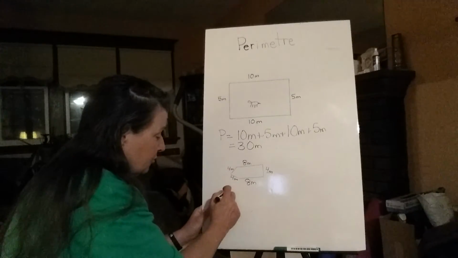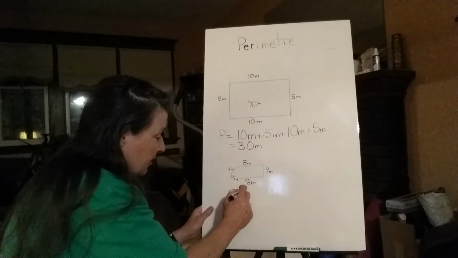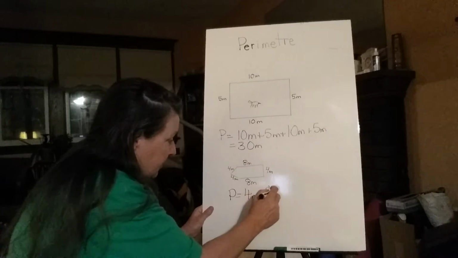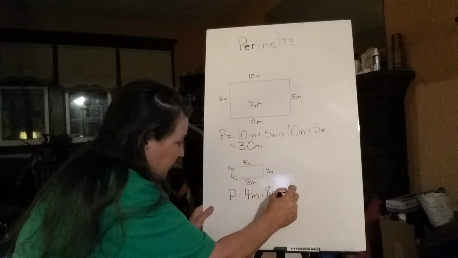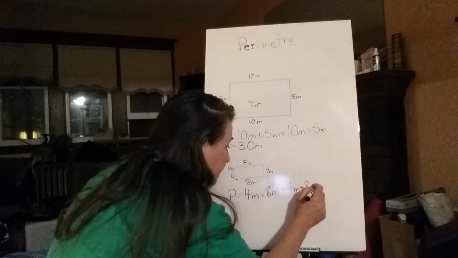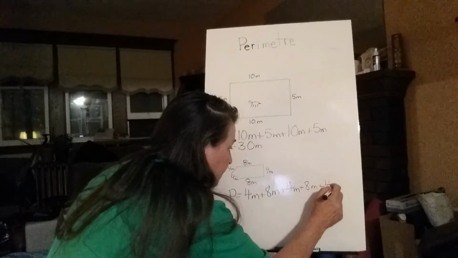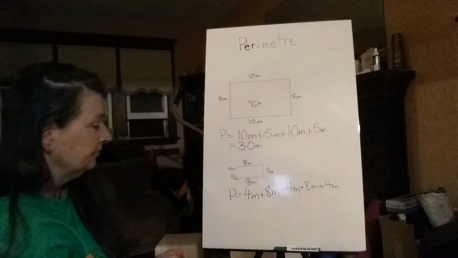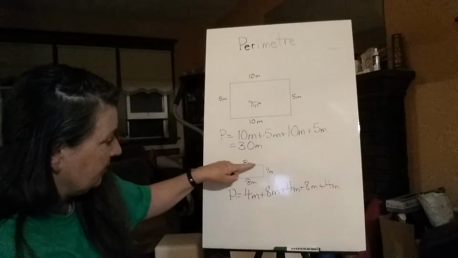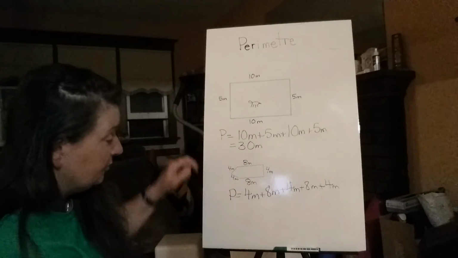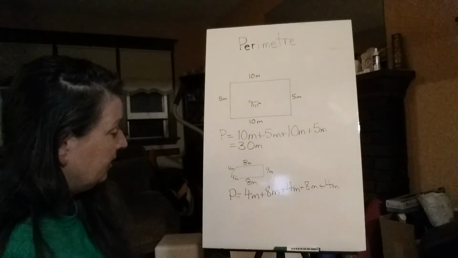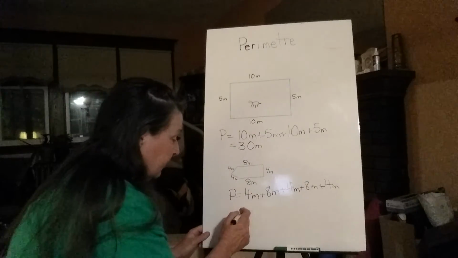We're going to find the perimeter, add 4 meters plus 8 meters plus 4 meters plus 8 meters plus 4 meters. There we have it. 4 meters, 8 meters, 4 meters, 8 meters, 4 meters. And it's all right there. Now I have to add it up.